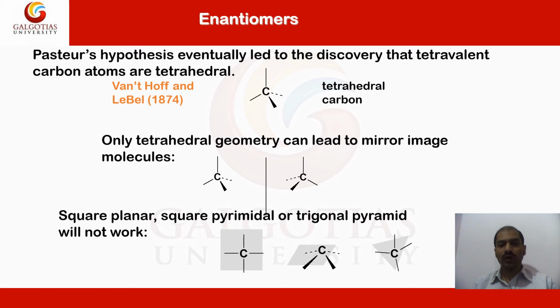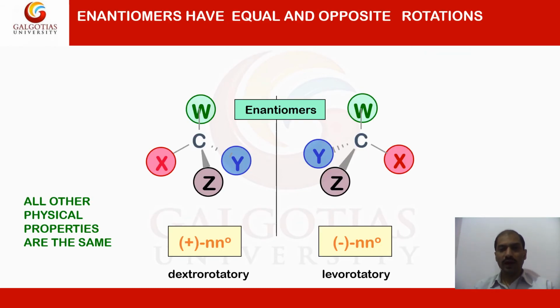Once you put a mirror, one molecule will be the mirror image. If you try superimposing it over here, it is not going to be superimposed. So square planar, square pyramidal or trigonal pyramid will not work here. Especially when we are talking about chirality, we have to be very clear about whether the carbon is attached with different groups or not. But this is in the case of very simple types of molecules.